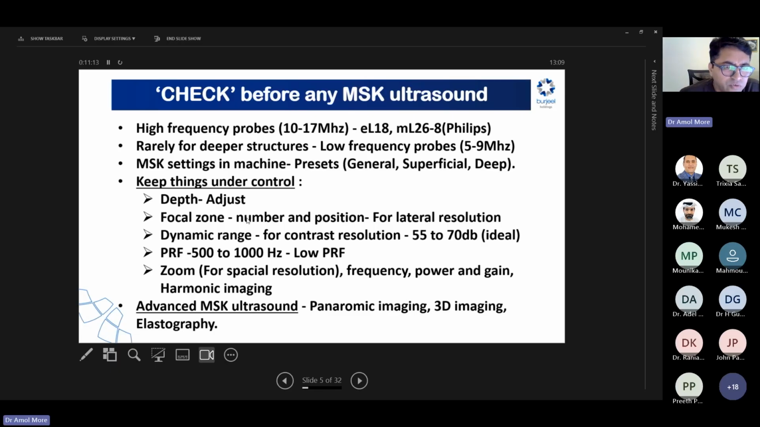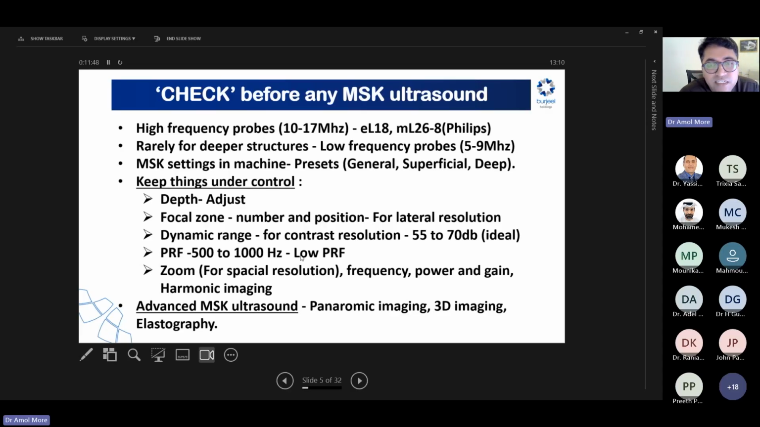Always keep a few things in mind when you are doing any joint ultrasound. The adjustment of depth: usually for MSK ultrasounds, we prefer decreasing the depth. In a few cases, we increase the depth. Focal zone is the main feature which we have to adjust whenever we are doing musculoskeletal ultrasound, to notice subtle abnormalities along the tendons and ligaments, so that we'll be more confident in the assessment of those pathologies.